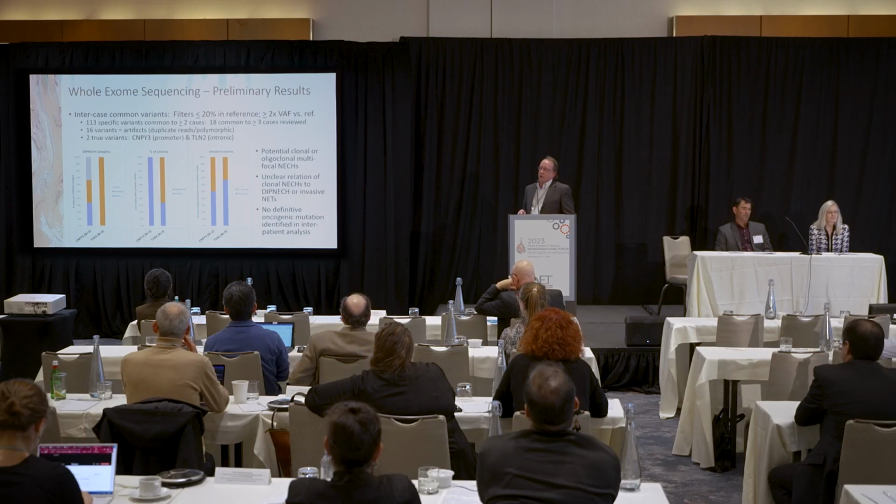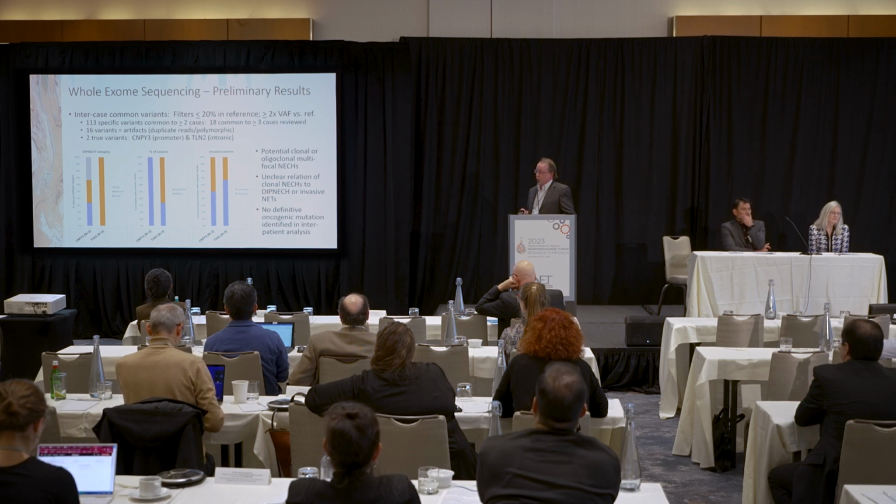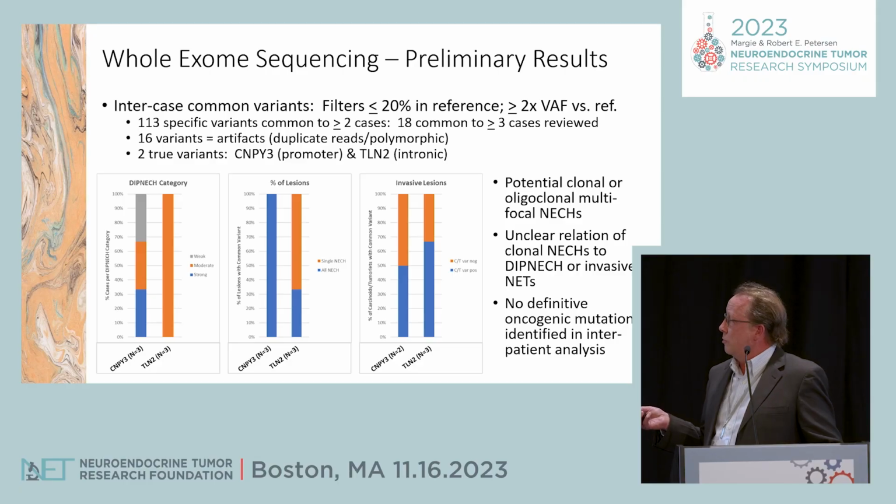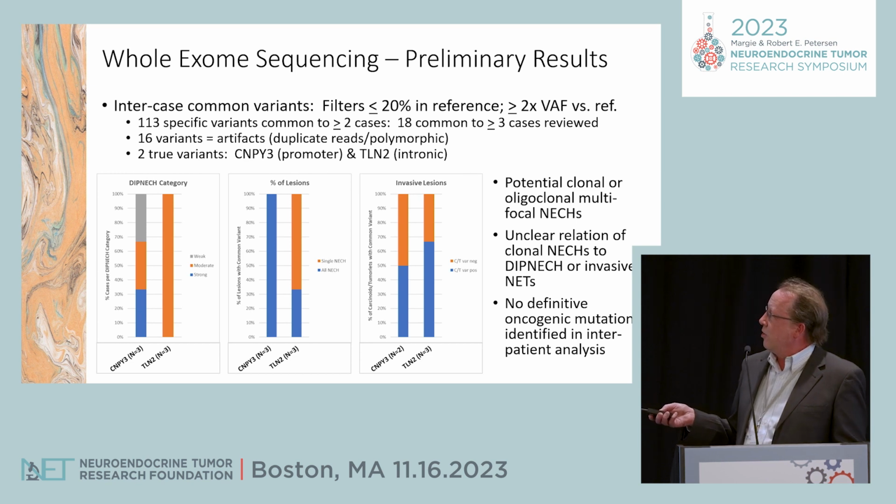So we've approached this with two sort of approaches in terms of trying to determine whether or not we have a significant somatic variant that's associated with the development of these lesions. First thing we did was to try and look for a specific variant that was present in more than one of our patients. When we did this, we used some relatively lenient filtering where we just wanted the variant to be less than 20% in our reference specimen, and then at least twofold higher in the lesional versus the reference specimen. When we did that, we found 113 specific variants that were in 2 or more cases.